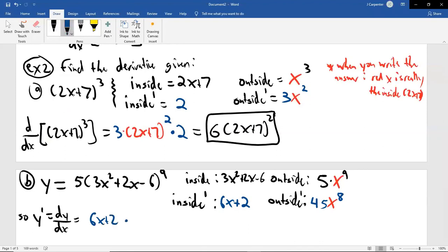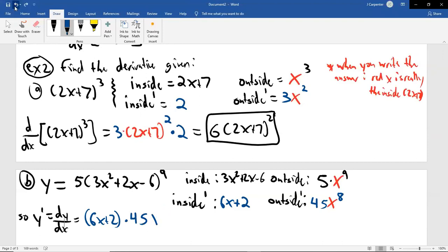But we got to multiply this by something, so we should probably wrap it in parentheses, times the derivative of the inside. I'm sorry, outside. We just did the derivative of the inside. So the derivative of the inside times the derivative of the outside. The derivative of the outside is this 45x to the 8th. So times 45, but not x to the 8th. This is wrong.